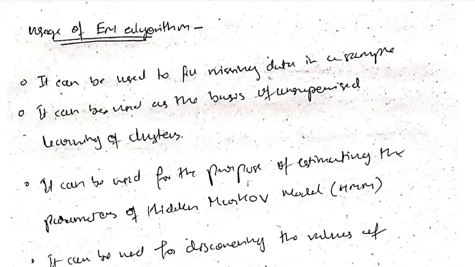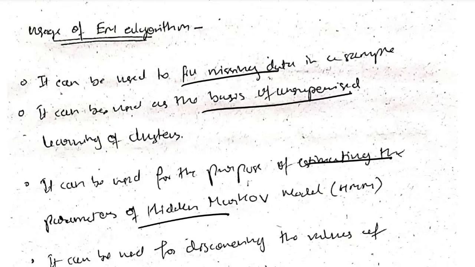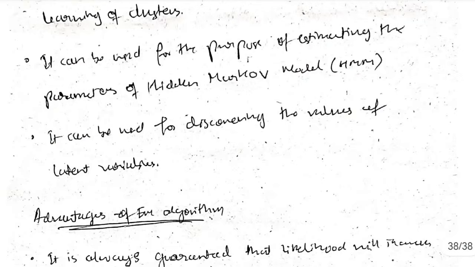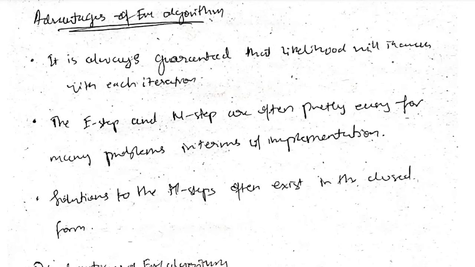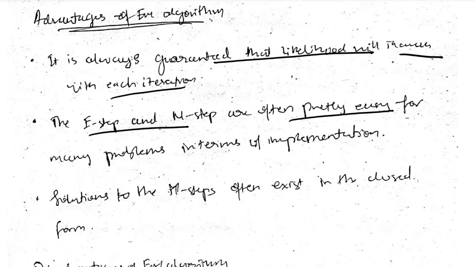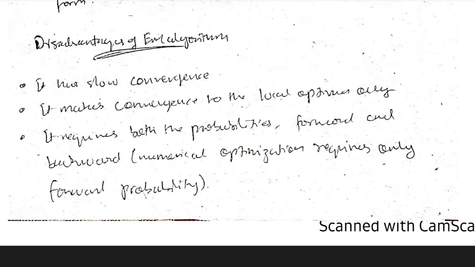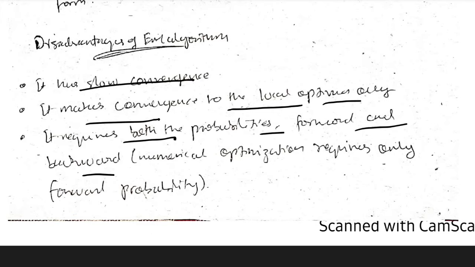The EM algorithm can be used for filling the missing data, and it can be used as a basis of unsupervised algorithms. It can be used to estimate the hidden parameters or the hidden Markov model values, and it can also be used for discovering the values of latent variables. Its advantages include that its likelihood increases with each iteration. Each E step and M step are pretty easy to implement. Solutions often exist in closed form. On the other hand, the disadvantages include that it has slow convergence and converges to local optima only, and it requires the probabilities both forward and backward for the optimization.